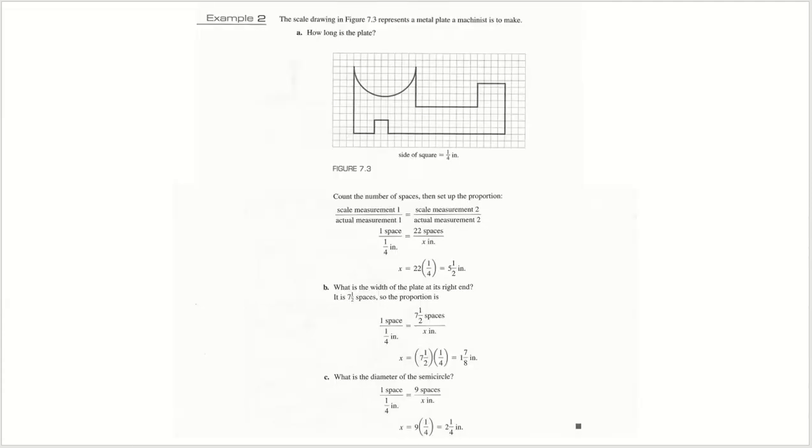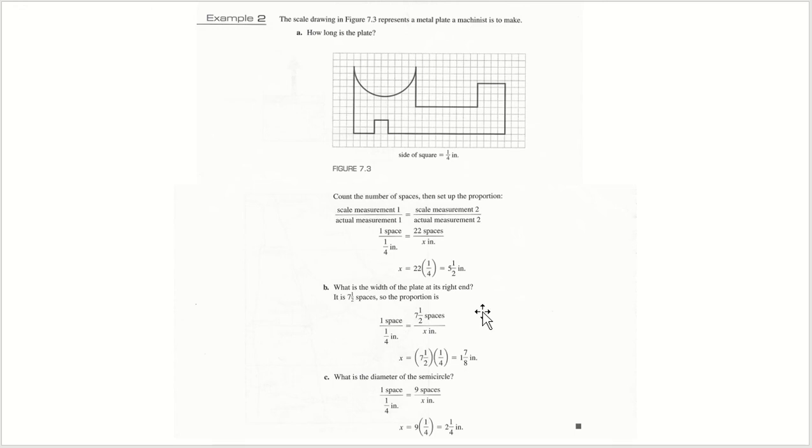And example number 2, this is a scale drawing. It represents a metal plate that the machinist is going to make. How long is the metal plate? We need to know the distance from here to here. If we were to count, we would find there's 22 spaces. And here it says the side of each square is 1/4 inch. That would mean it's 22 quarters of an inch, or 5 1/2 inches.